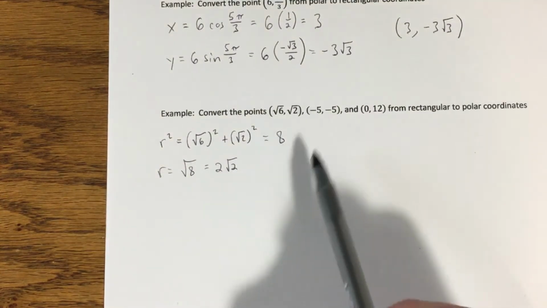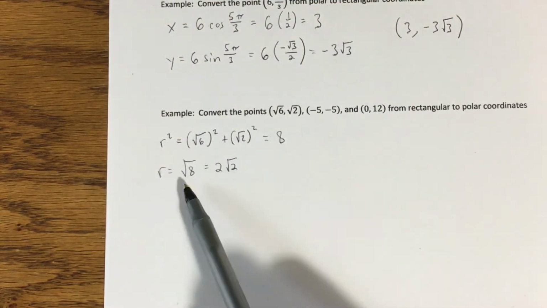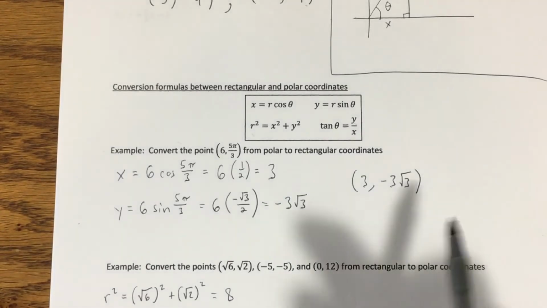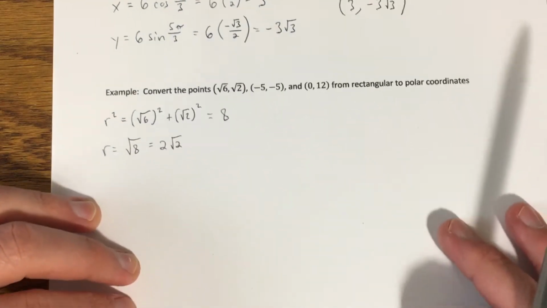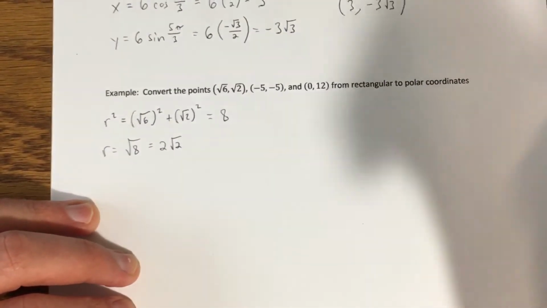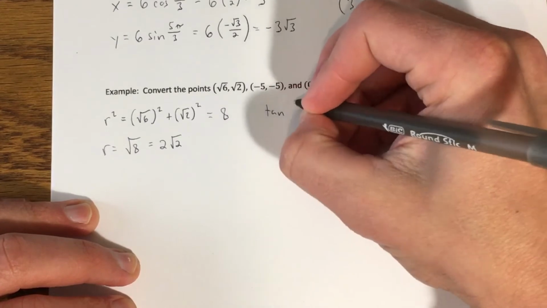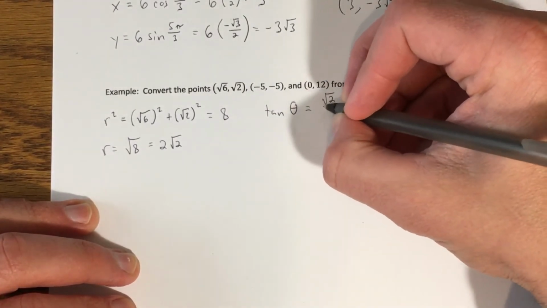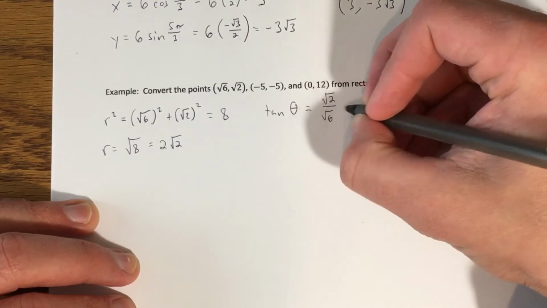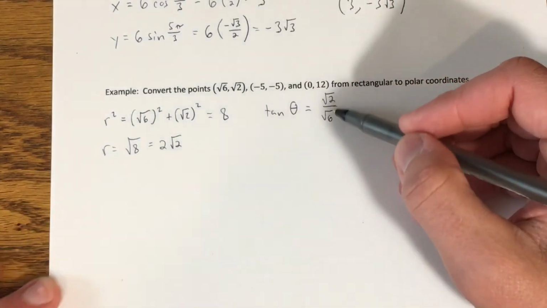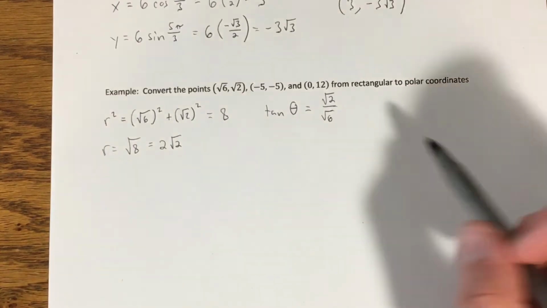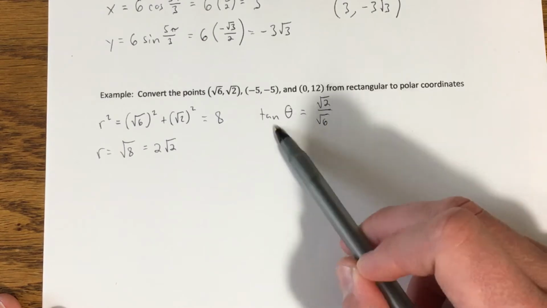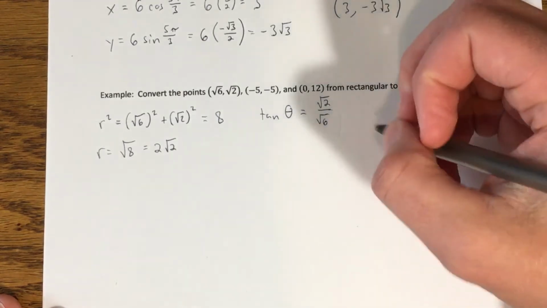Next step, I want to find theta, the angle. So I'm going to use this conversion formula up here. Tangent of theta equals y over x. That's root 2 over root 6. Now, the way this appears right now, it doesn't look all that familiar. It doesn't look like a value that we represent as the tangent of something, but I'm going to try to simplify this a bit.